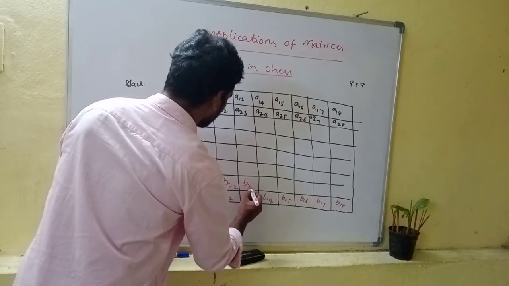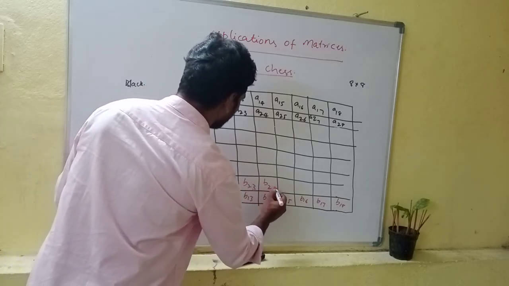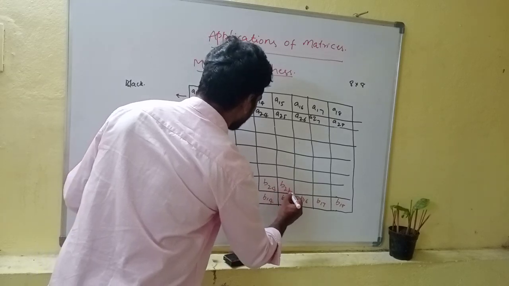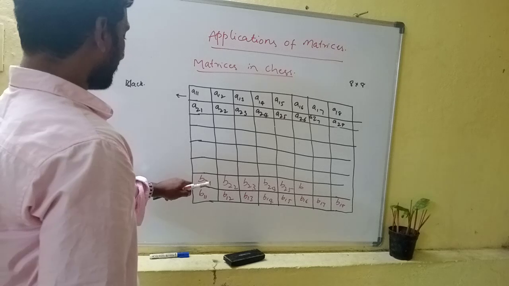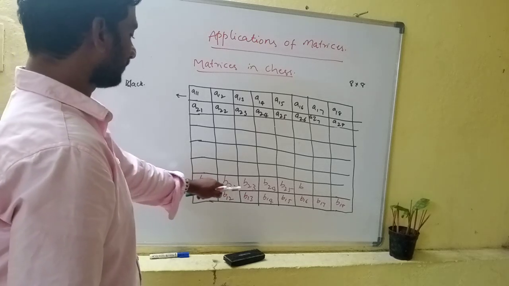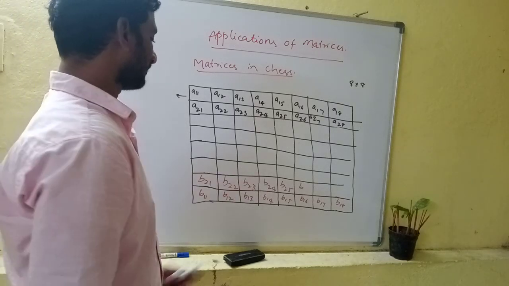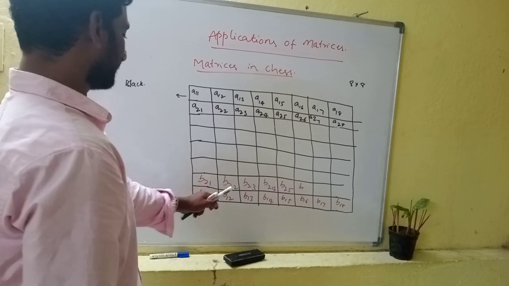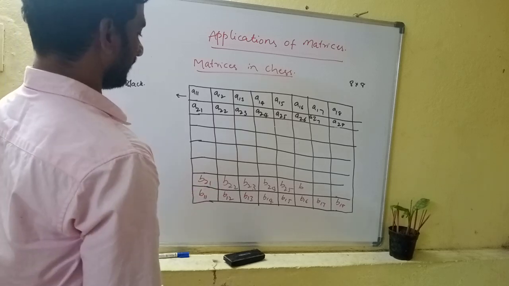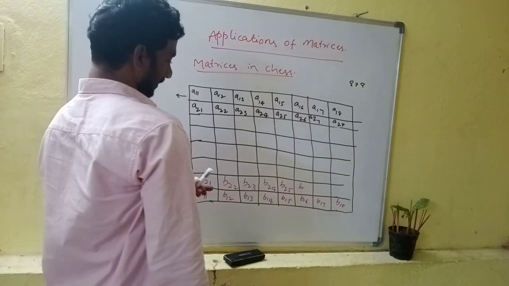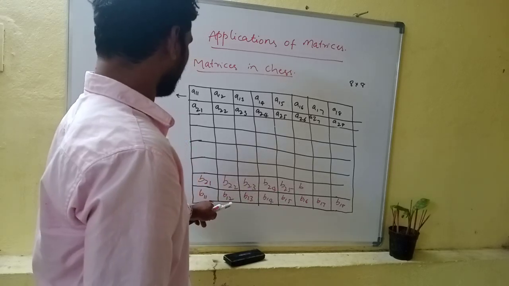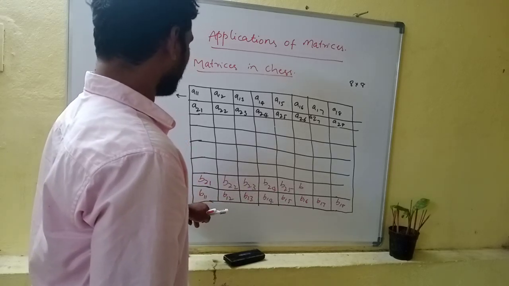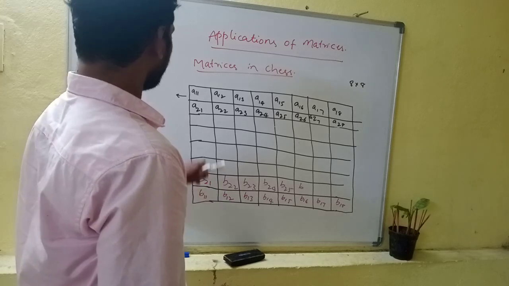B22, B23, B24, B25. I'm comparing pawns with B21, B22, B23, B24 and comparing powers like horses and king, all this with B1. I'm putting all the powers in the first row from the downward in the B side.